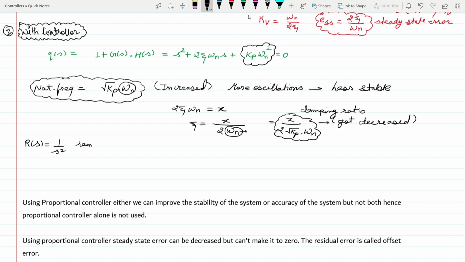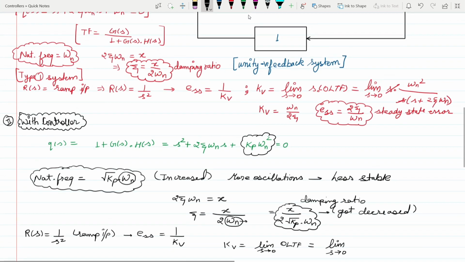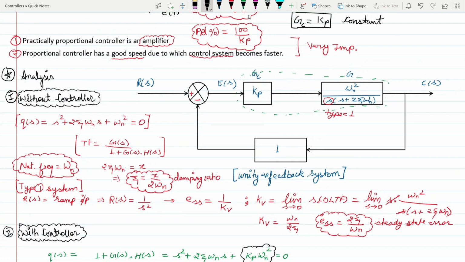And the third point is for the same r of s equals to 1 by s square, which is the ramp input. For this, the steady state error is 1 upon Kv. When you calculate the steady state error, Kv is nothing but limit s tending to 0 of s into OLTF. The open loop transfer function you can see from the block diagram itself. It's just the multiplication of Kp and the plant transfer function.